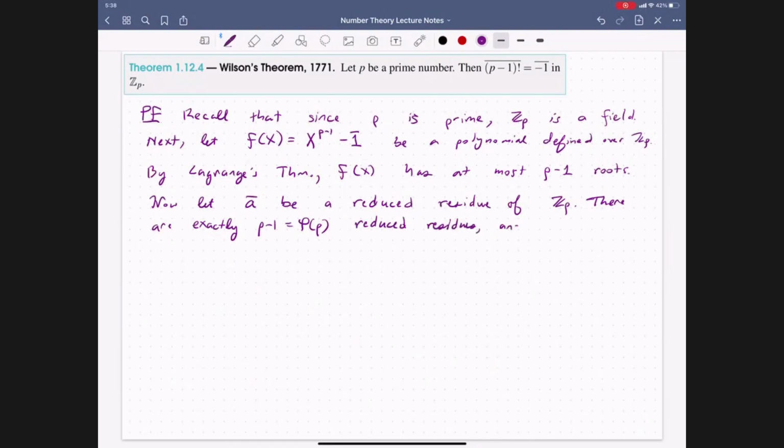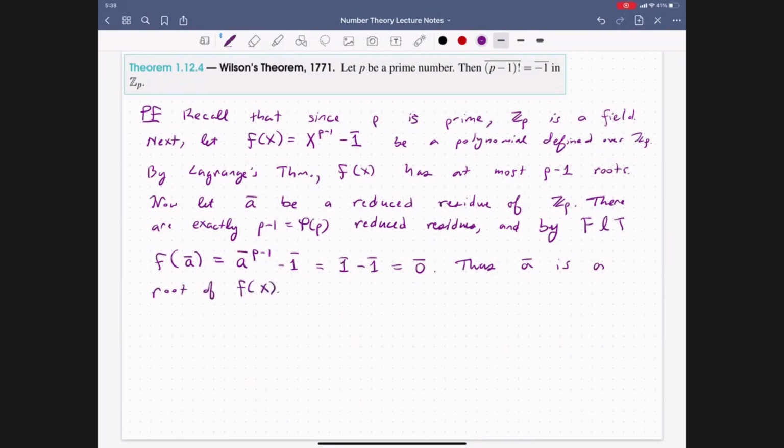And by Fermat's little theorem, we have that f of a bar for the reduced residue is a bar to the p minus 1 bar, which is 1 bar minus 1 bar, equal to 0 bar. And so therefore, a bar is a root of the polynomial. But the polynomial has at most p minus 1 roots, and we have just found all of them, because we chose an arbitrary reduced residue and showed that it's a root of this polynomial.